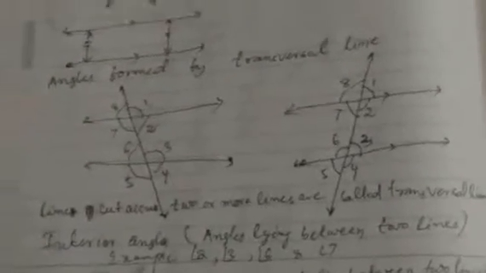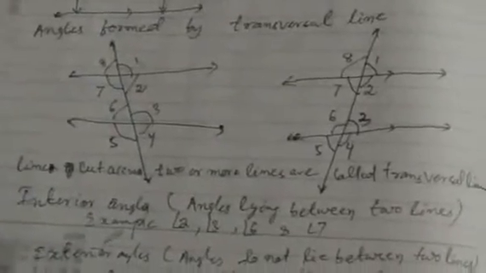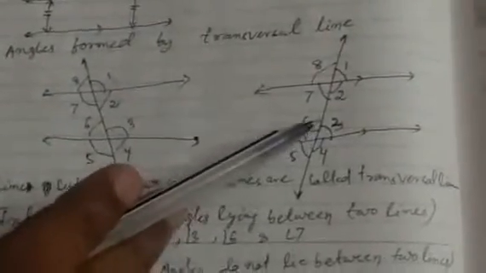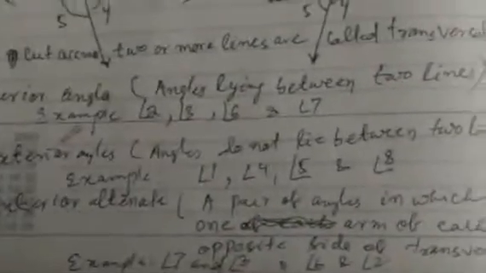The angles are named differently by their position. First we will discuss interior angles: angles lying between the two lines. Angles 2, 3, 6 and 7 are the interior angles, which means they lie between these two lines. Similarly, exterior angles are the angles lying outside these two lines. 1, 8, 4 and 5 are the exterior angles.